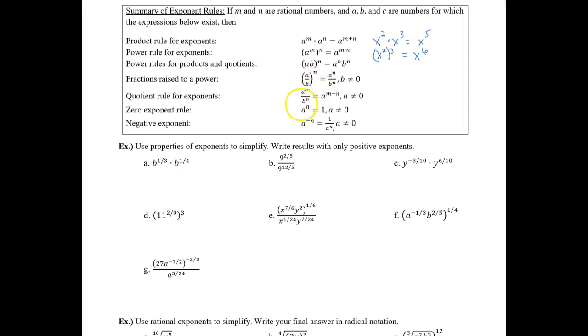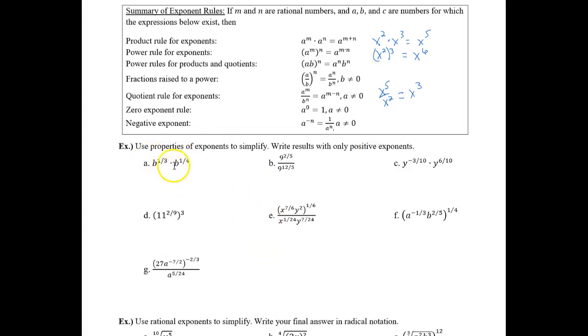And then we have the quotient rule that says that if we are dividing two quantities with the same base, we can subtract those exponents. So 5 minus 2 would give us 3. Again, we're just doing it with fractions now. Still true, anything to the 0 power is 1. And if I have a negative exponent, I have to take the reciprocal. So using these all together, we're now going to try to simplify these problems.